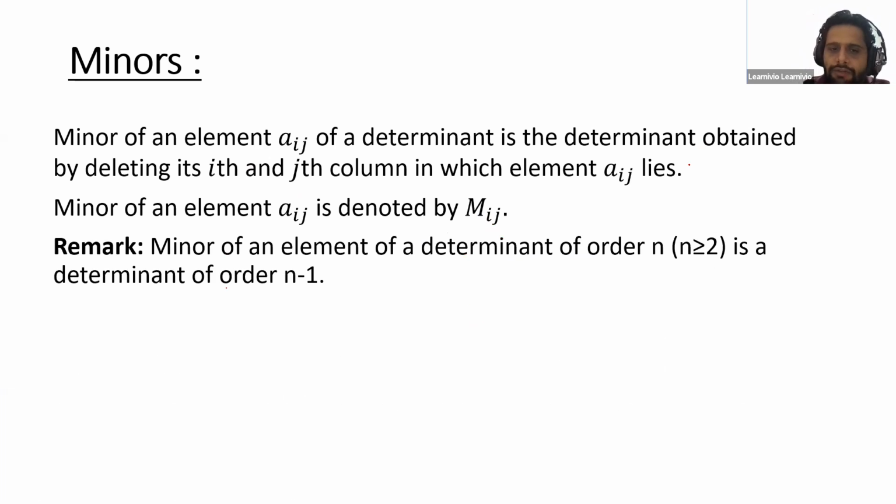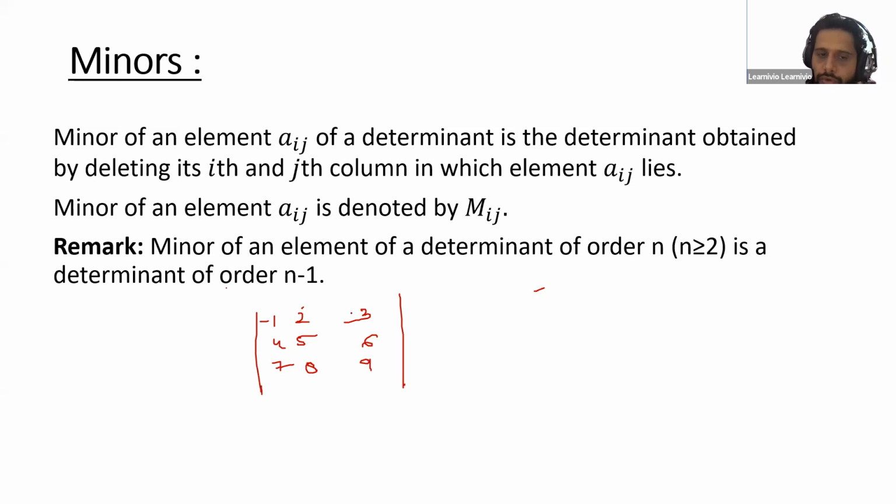Now, next point is minor of an element of a determinant of order n, n greater than or equal to 2, is a determinant of order n minus 1. We will understand this with the same example. 1, 2, 3, 4, 5, 6, 7, 8, 9. Okay, here if we need to find the minor of this element 2, then we will remove this row, we will remove this column, and we will write the remaining elements.